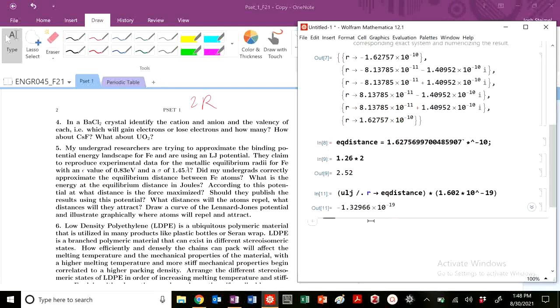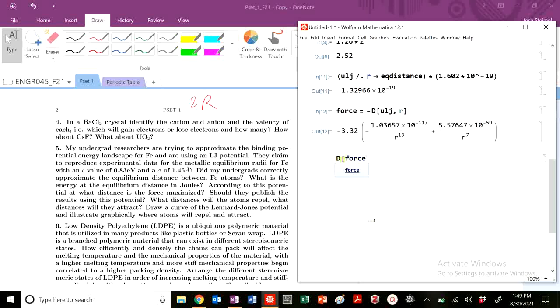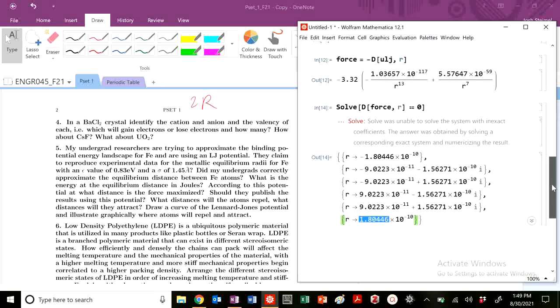I know my force is equal to the negative gradient of U_LJ with respect to r. Now you find when force is maximized. So I need to take the derivative of force with respect to r, set this equal to 0, and solve. Here we go. So this is the distance where my force is maximized. Fantastic. So should they publish the results using this potential?